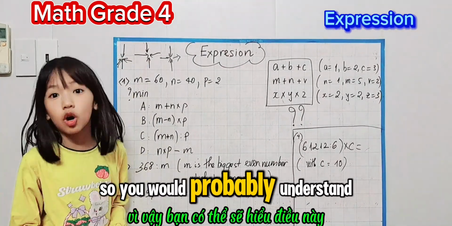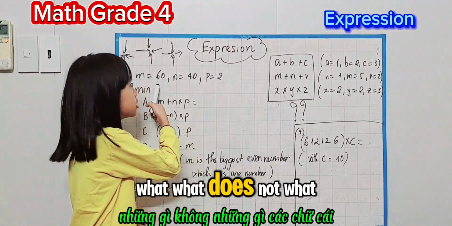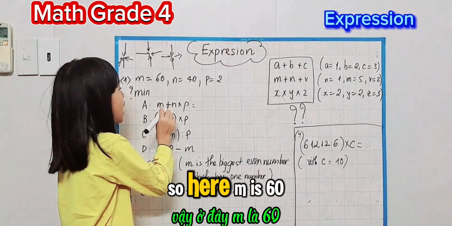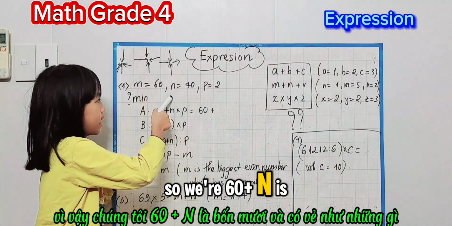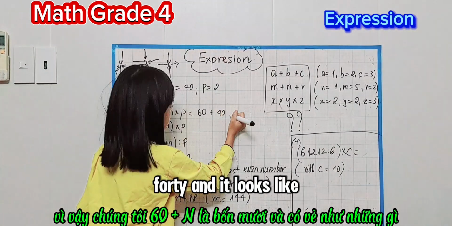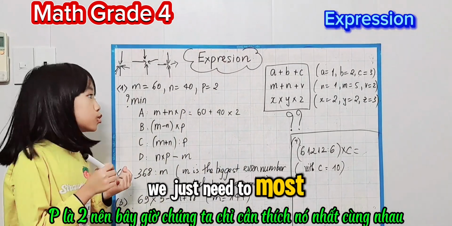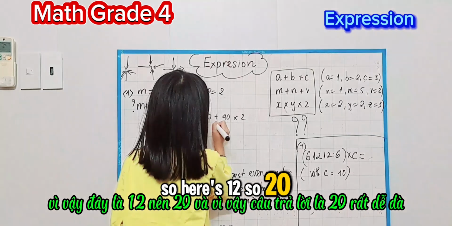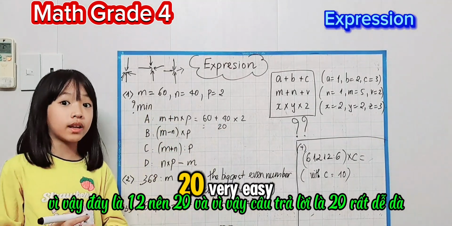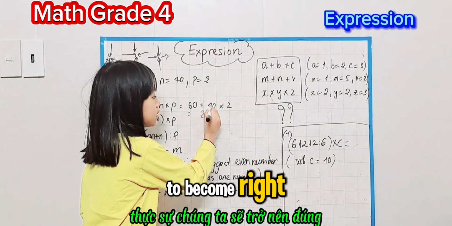You might probably understand this because we just replace these numbers with letters. So here n is 60, then we add n is 40, and then multiply with p is 2. Now we just need to multiply each together. So here's 10, here's 12, so 20 it is. So the answer is 20. Very easy, very simple. Actually, we can't write 20 like this.